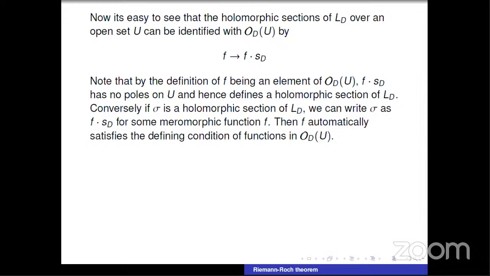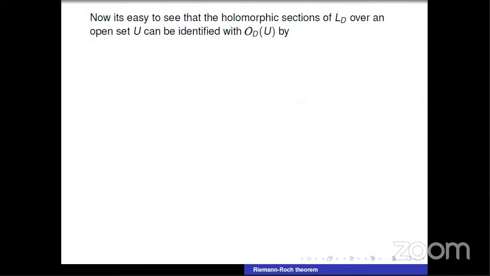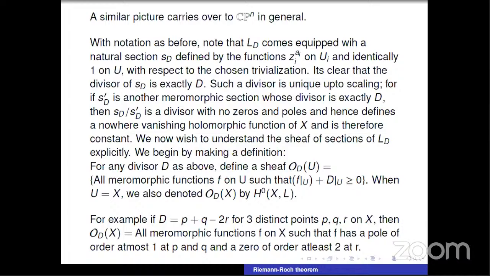Conversely, if sigma is a holomorphic section of LD, we can write sigma as F times SD for some meromorphic function F. Then F automatically satisfies the defining condition of functions in OD of U, for the same reason: F times SD has to be holomorphic. So F has to satisfy the condition that the divisor of F plus D is greater than or equal to 0. Thus we have a very explicit description of sections of any holomorphic line bundle if we know the divisor associated to it. This is the key point: for any divisor D, we define the sheaf OD of U to be this, and this is how the sections of LD look.